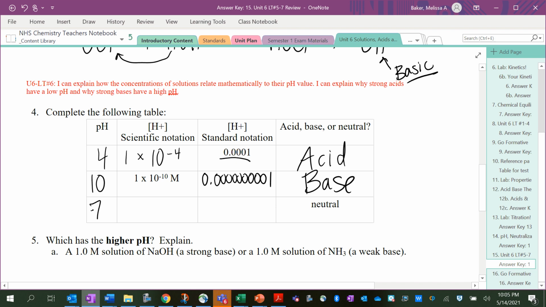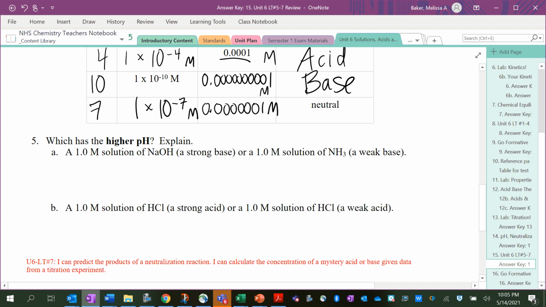And neutral would have a pH of 7. 1 times 10 to the minus 7th molar. Add my units for these. And this would be 0.00000001 molar. Which has a higher pH? A 1 molar solution of NaOH, strong base, or a 1 molar solution of NH3, a weak base?